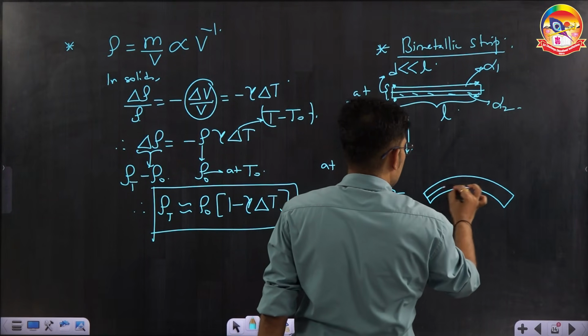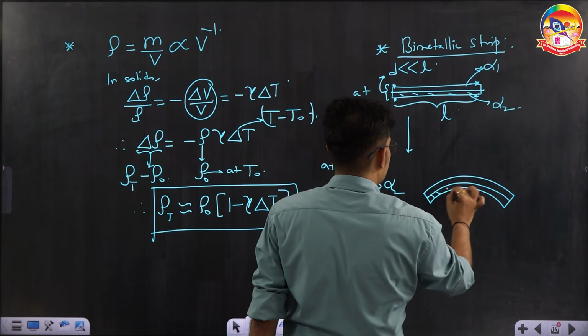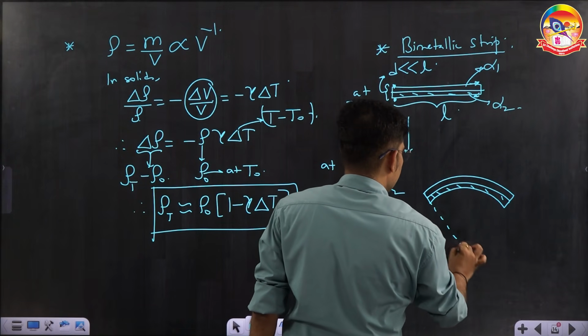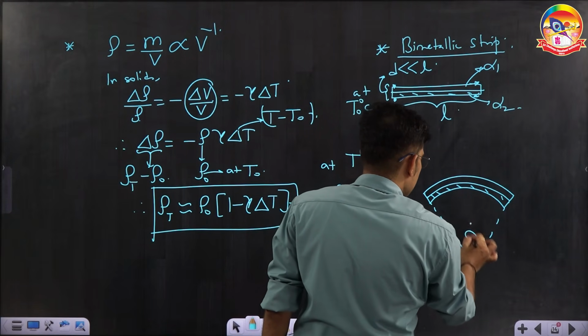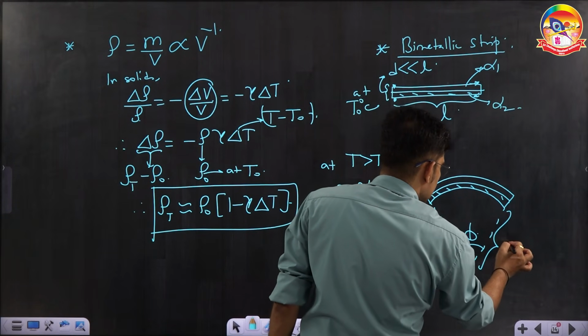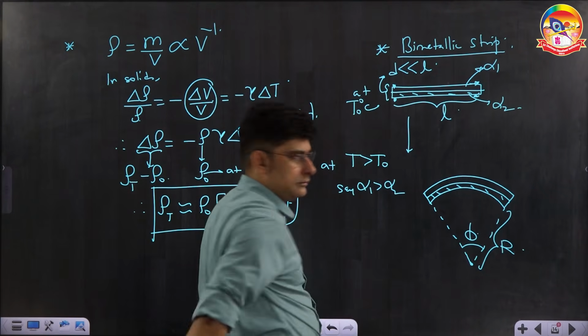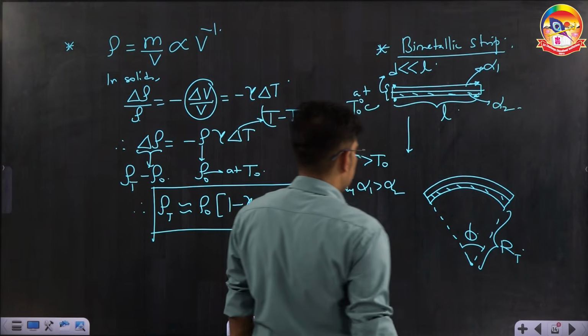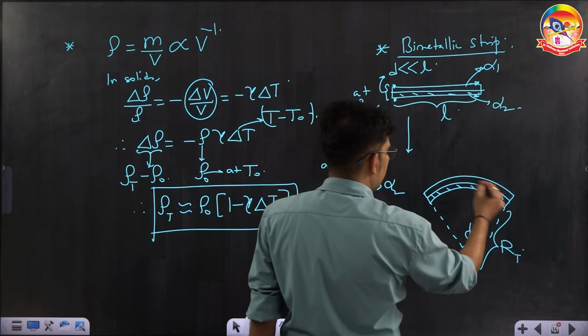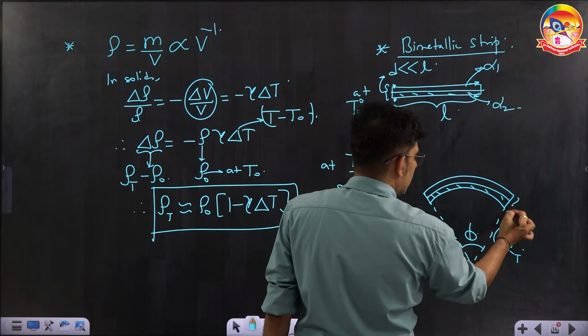So when you see the strip, it will have some radius of curvature. Let's call the radius of curvature r at temperature T. So if they ask you the radius of curvature at T degree Celsius, how can we find this? Radius of curvature, this is d.